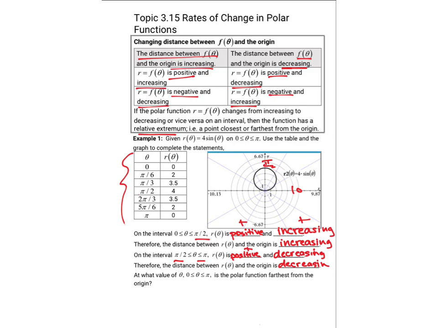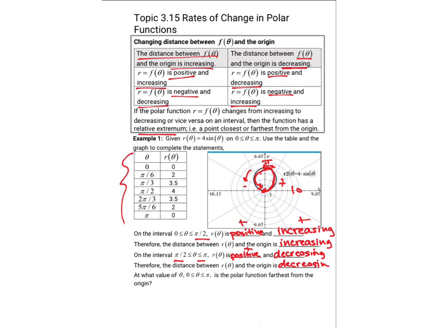Our numbers are positive, so we're going up, and they're increasing. They're getting taller. So the circle is going away from the origin, increasing distance, as we turn the corner. Pi over 2 was the turning point. That's where it changes from increasing to decreasing. Now they're coming back, and the distance between is getting smaller.